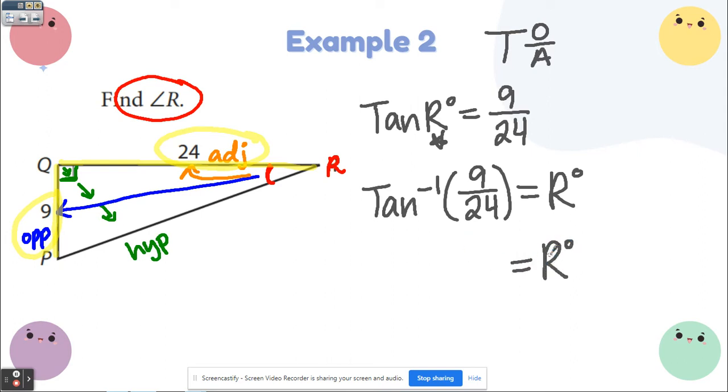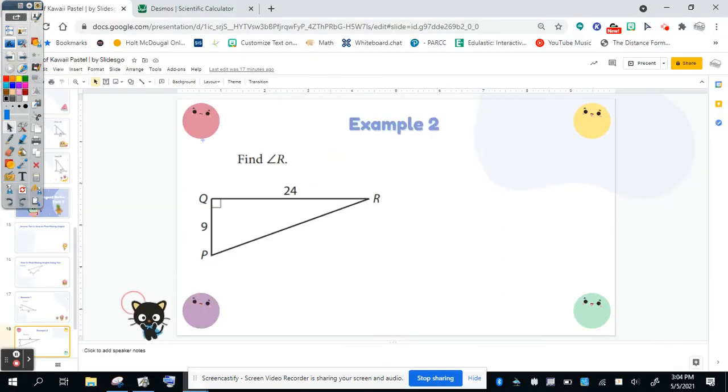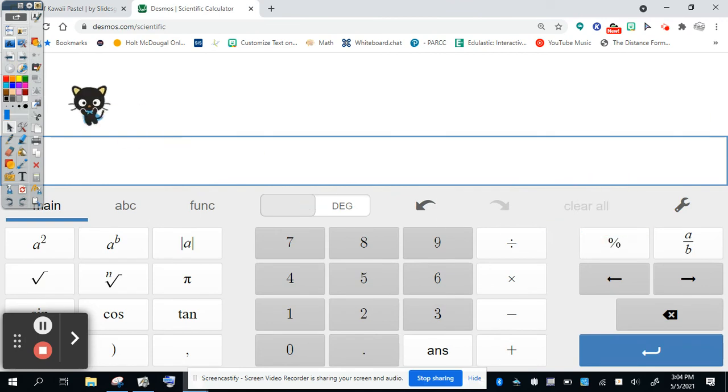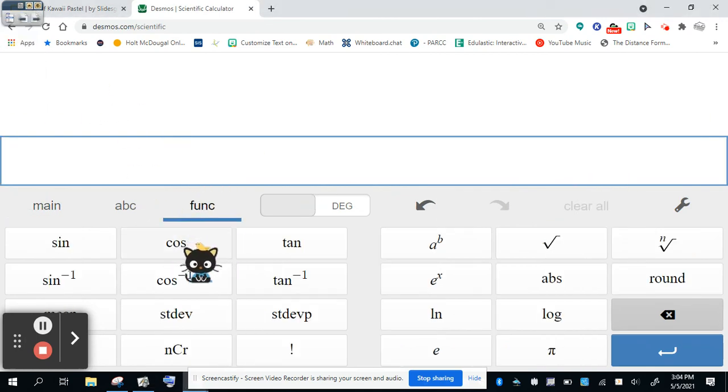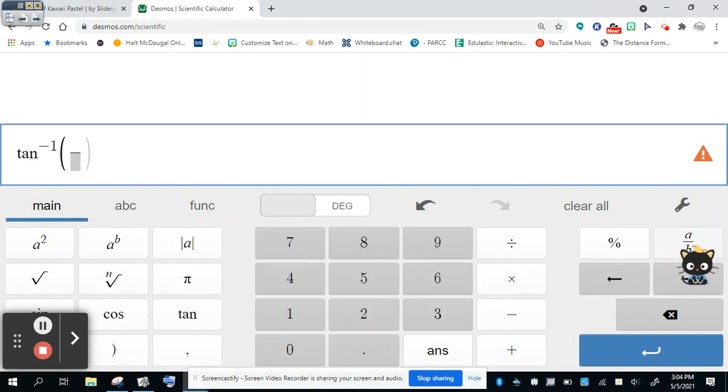So you can have this set up if you'd like. And every time you use your calculator, just make sure you're in degree mode. Okay, so I'm going to go to the calculator. I'm going to go to function. It is in degree mode. I'm going to go to tangent inverse. And inside, I'm going to go back to main, going to this fraction, and it's going to be 9 over 24.